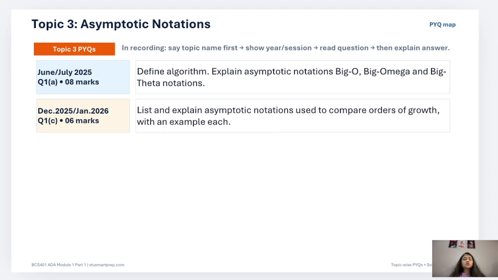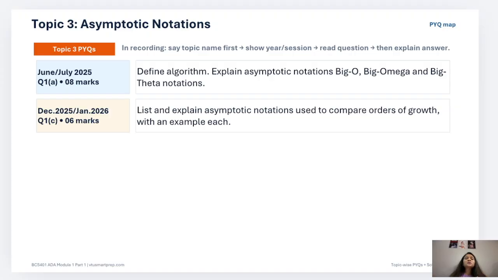Again here you can see in June, July 2025, the question was asked like this: define algorithm and explain the asymptotic notations big O, big omega and big theta. So are you understanding? These are all repeated questions. They have just rephrased those questions in every question paper. That is the reason I am mentioning the topic name. If the word asymptotic notation is mentioned anywhere in the question, this is the answer you have to write. Alright, so: list and explain asymptotic notations used to compare the order of growth with an example, which was asked in December 2025 and January 2026.